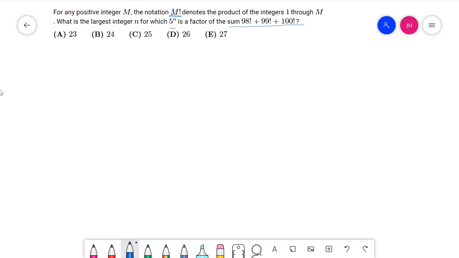Alright, this problem is about a factor. Okay, so we want to factorize this expression. So let's give it a try. Actually, this expression is fairly nice because 98 factorial is you multiply 1, 2, 3, 4, 5 and so on and so forth till 98. Therefore, they have lots of common factors. So let's write it out: 98 factorial plus 99 factorial plus 100 factorial.